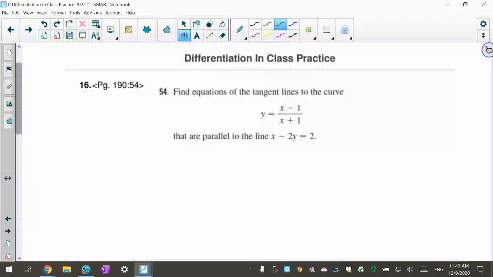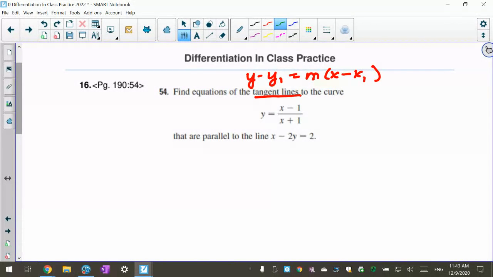So the first thing is, there's my function, and they said, can you find the equation of the tangent line? So I know I have two of them. I'm going to use y minus y1 equals m(x minus x1). So that's what it says, tangent lines, and they want it to be parallel to the line x minus 2y equals 2.